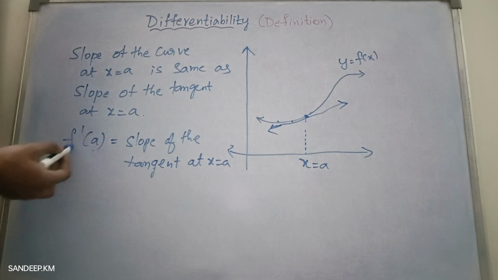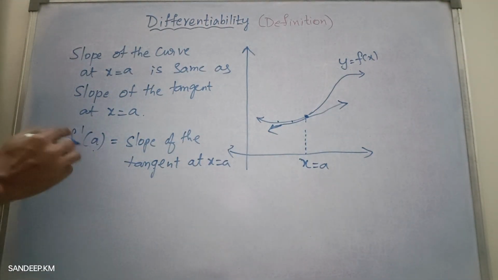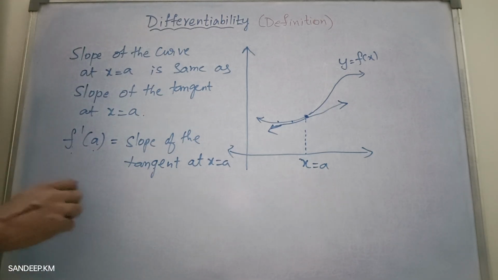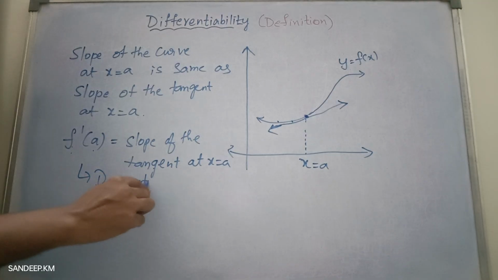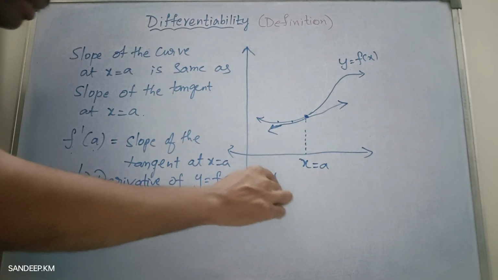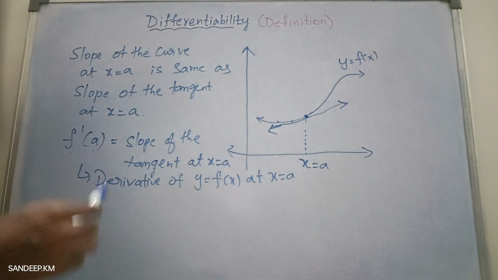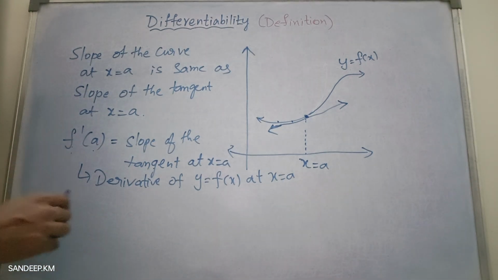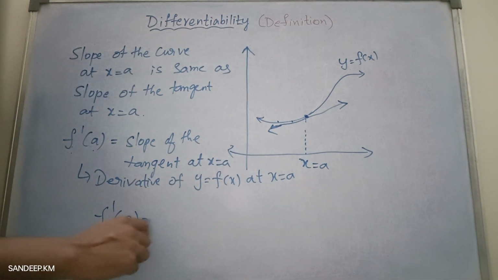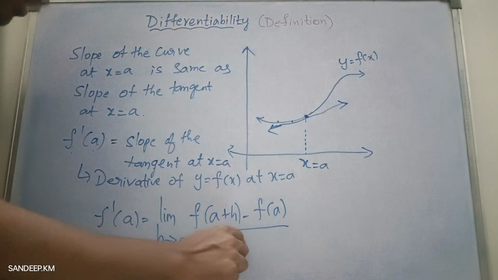Therefore we can also say that f dash of a is the slope of the curve at x is equal to a. But you should know what is the formula for f dash of a, right? And f dash of a we actually call the derivative of y is equal to f of x at x is equal to a. So we call f dash of a the derivative of y is equal to f of x at x is equal to a, and the formula to find this derivative f dash of a is limit h approaches 0 f of a plus h minus f of a divided by h.